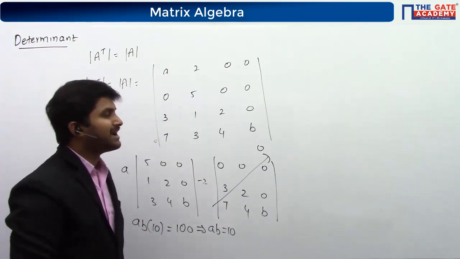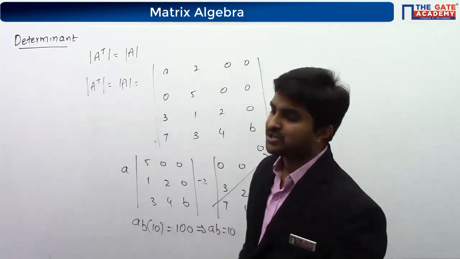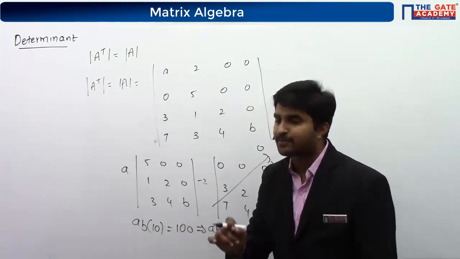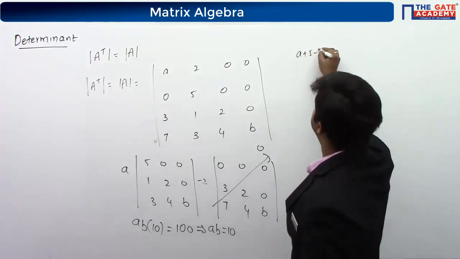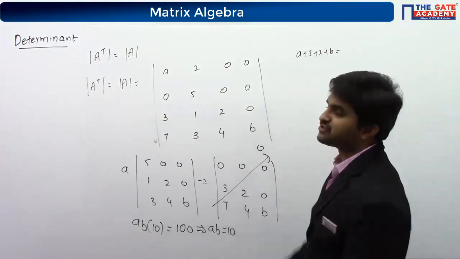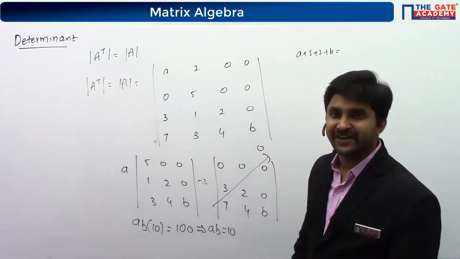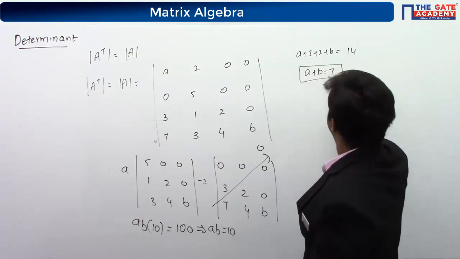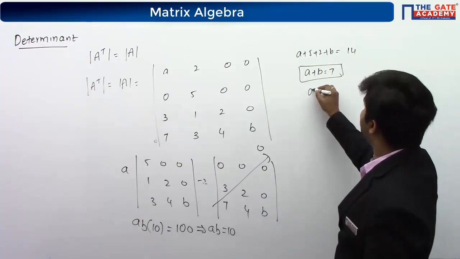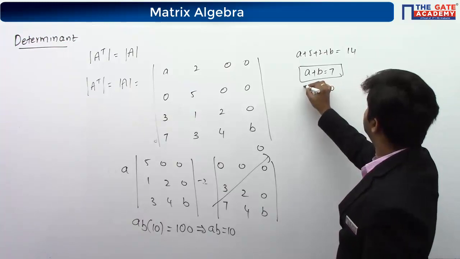The trace of the matrix is given as 14. So what could be the trace of the matrix? A plus 5 plus 2 plus B is the trace of the matrix and it is given as 14. In that case, the value of A plus B is equal to 7. So A plus B is 7 and AB is nothing but 10.